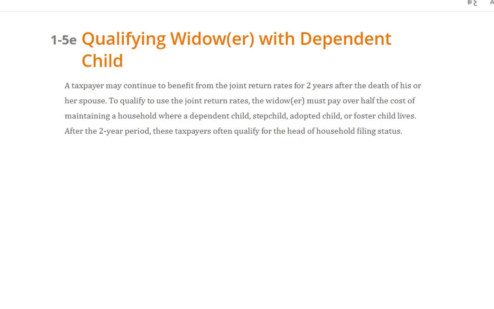Again, in the year of death of the spouse, the taxpayer files as married filing jointly. Then the next 2 years, the taxpayer may file as widow if qualified. And to qualify, the widow must pay over half of the cost of maintaining a household for the taxpayer's dependent. And why would the taxpayer want to qualify as a widow filing status? To benefit from the joint filing status. The joint filing status has a lower tax liability than single filing status and also lower tax liability than head of household filing status. Now back to the exam review problem.